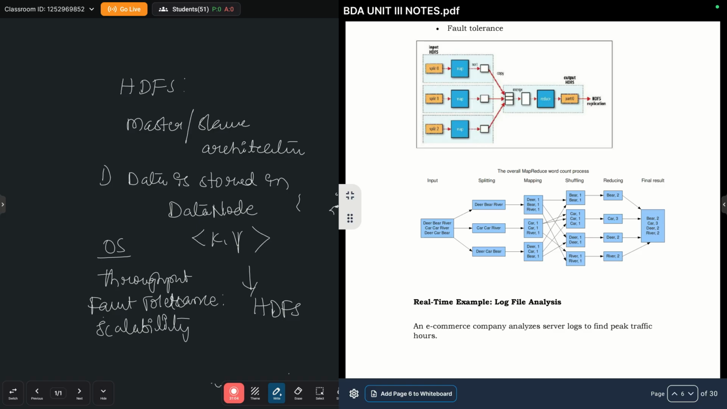The input file is split into blocks: split 0, split 1, split 2. Hive is used for summarizing, analyzing, and querying purposes. For every split, one mapper is assigned. Split 0, one mapper; split 1, one mapper; split 2, another mapper. Next one is Pig.